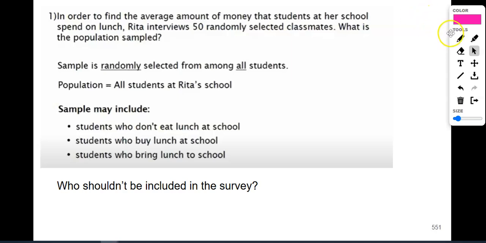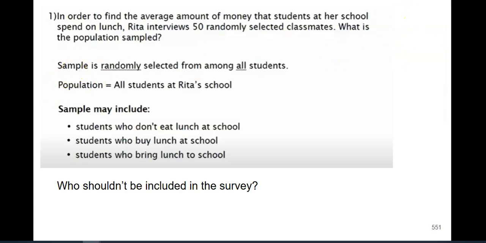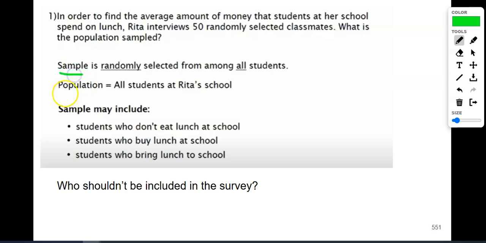So this question is talking about a survey that's being done, and really we're trying to emphasize what two different words mean here, what sample means and what population means. Somebody's doing a survey of students at her school and what they spend on lunch. She interviews 50 randomly selected classmates. What is the population and sample? The sample is the 50. The population is all the students in the school.